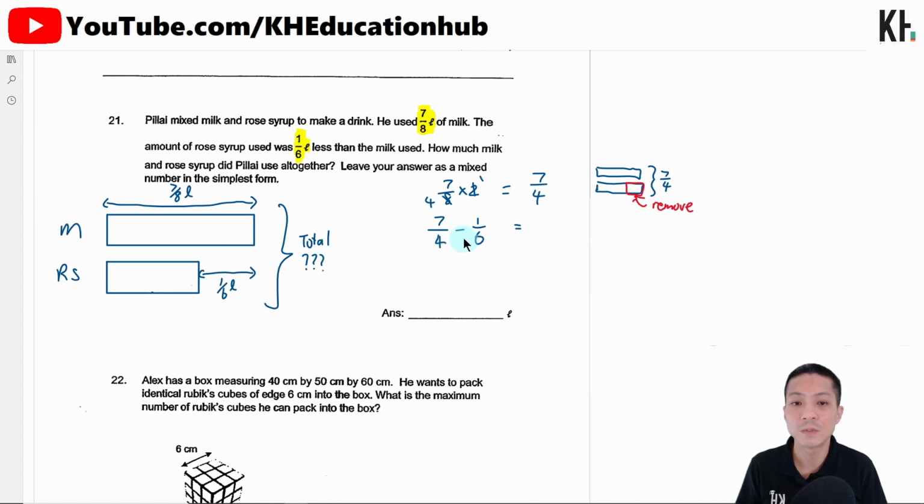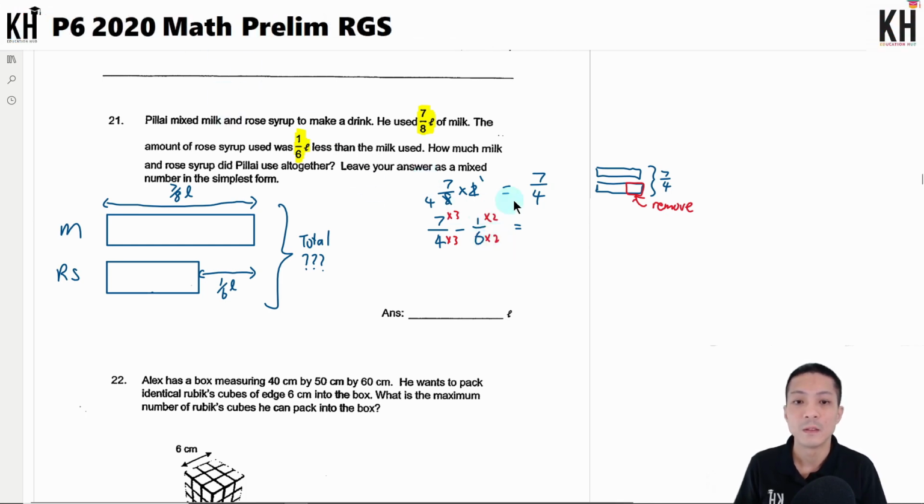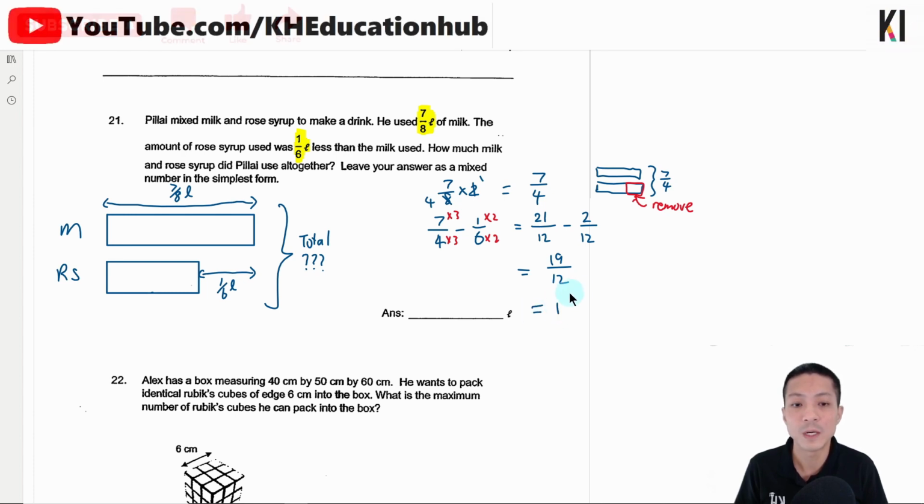So change it to common denominator. I am going to change them to a 12 times 3 times 3 times 2 times 2. It's going to be 21/12 minus a 2/12, and that will give me 19/12. And then change it into mixed number, which will be 1 and 7/12 liters.